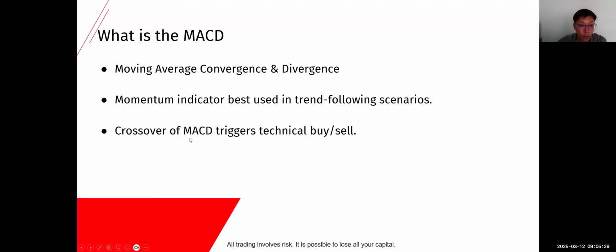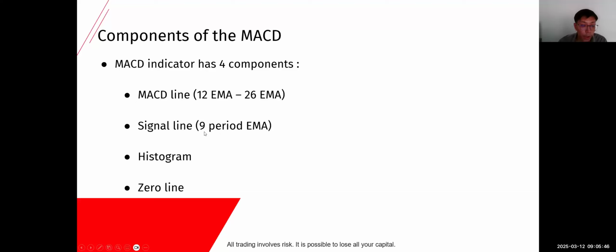Then the next thing is that crossover of MACD triggers buy and sell signals. For those that have used MACD before, if you realize, MACD uses the crossover to indicate whether it is a buy or sell. So what are the components of the MACD?